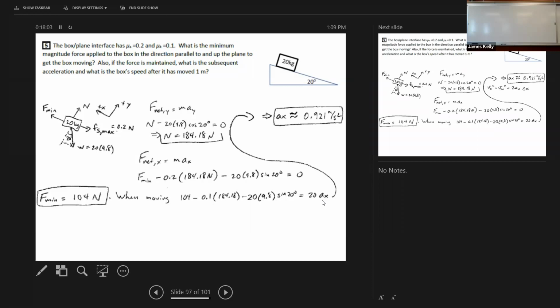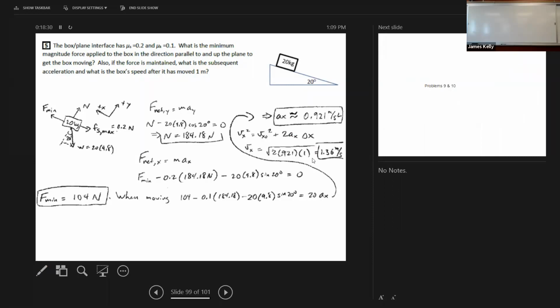And then we answer that last question, what's the box's speed after it's moved 1 meter? Well, I'm given a displacement. I want to know a speed. The relationship between displacement and speed is that squared velocity equation, right? We want to know the final speed. We know its initial speed, it's starting from rest, and we now know its acceleration is positive in this case, and we can solve for delta x after we square root the whole thing, 1.36 meters per second.